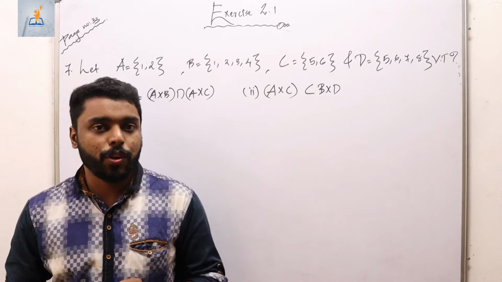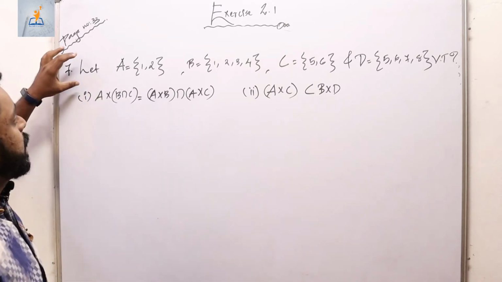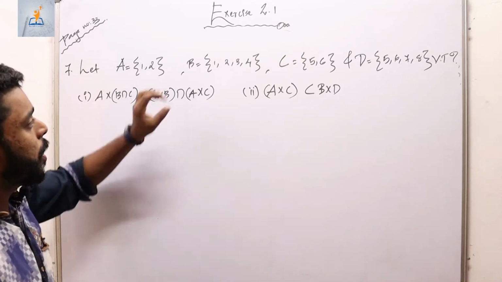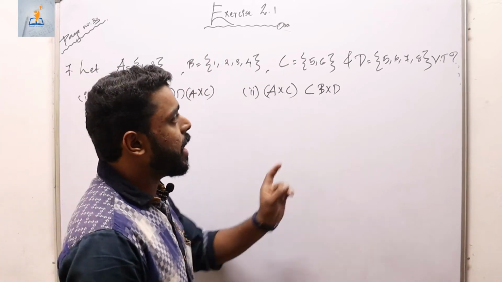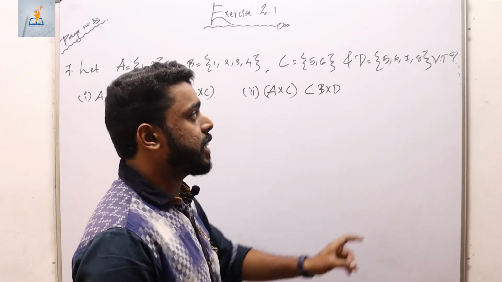Coming on to the 7th question, the question is: let A be the set {1, 2}, B the set {1, 2, 3, 4}, C the set {5, 6} and D the set {5, 6, 7, 8}.